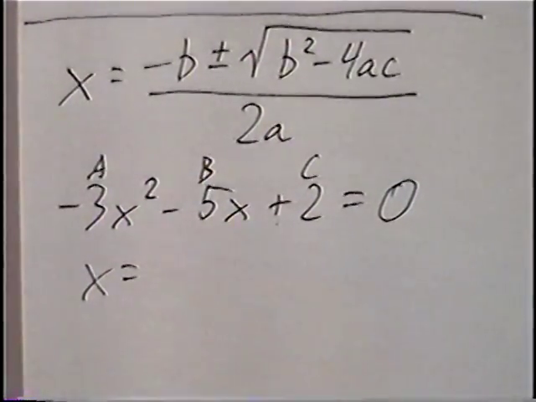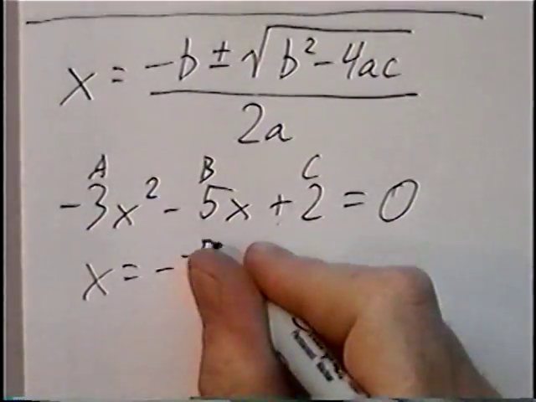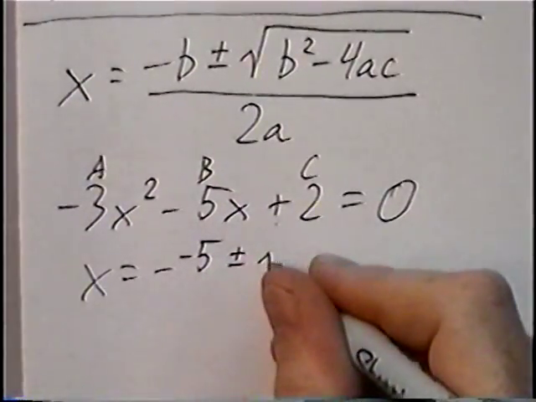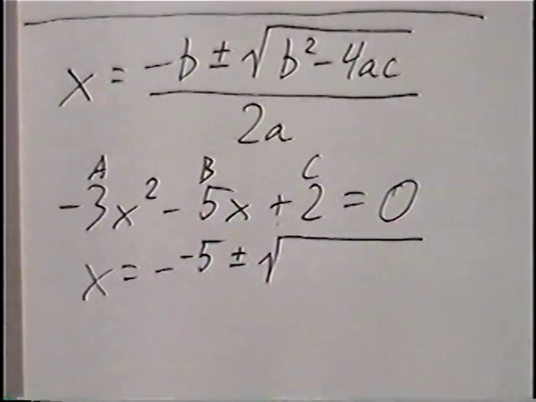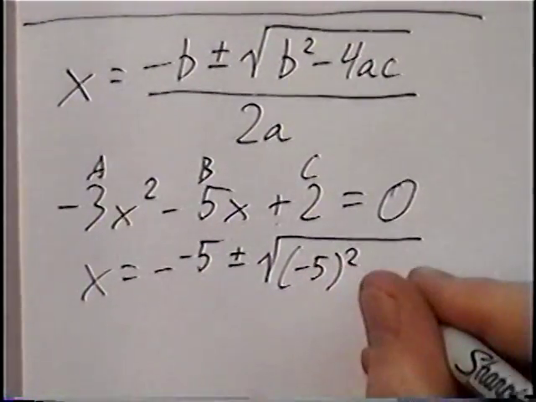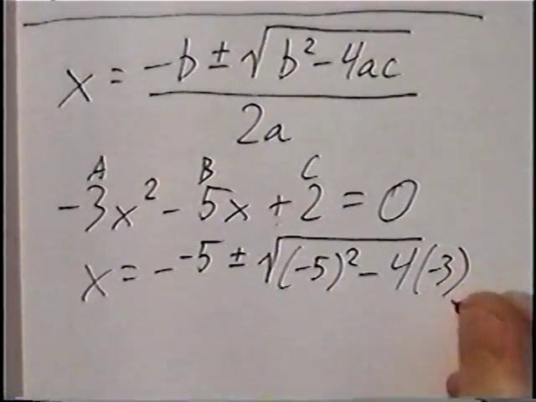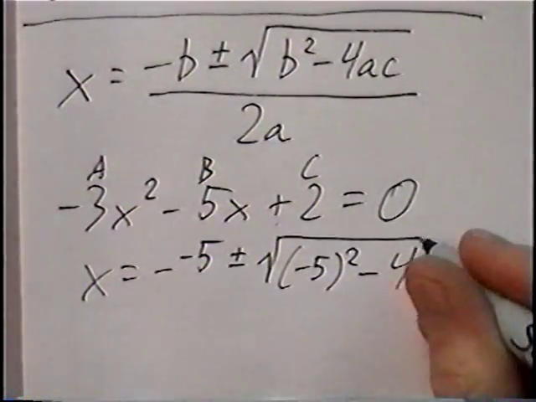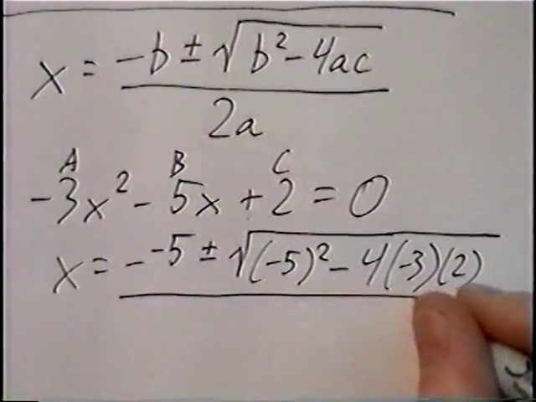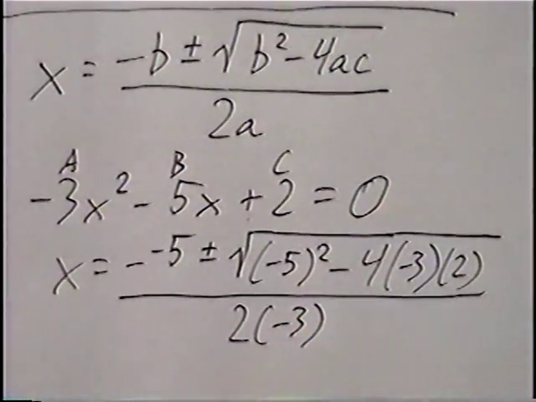Plugging these numbers in, we'll have x equals negative, from the equation, b is negative 5, so I have a minus negative 5, plus or minus the square root of b squared, b is negative 5 squared, minus 4 times a, which is negative 3, and times c, which is 2, all divided by 2 times a, which would be 2 times negative 3.